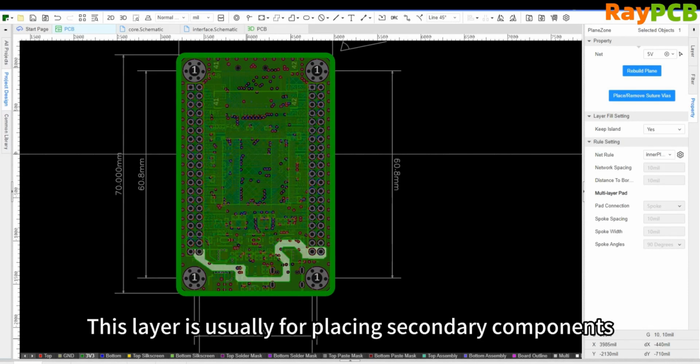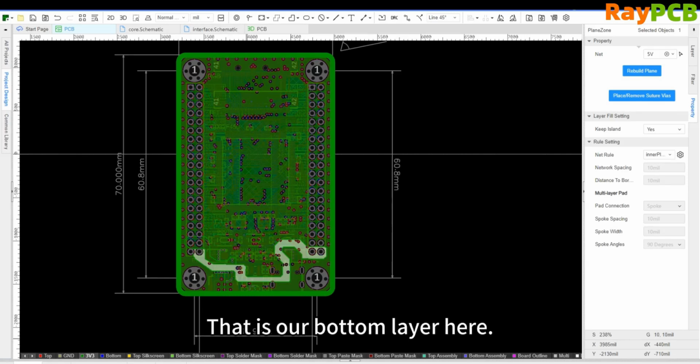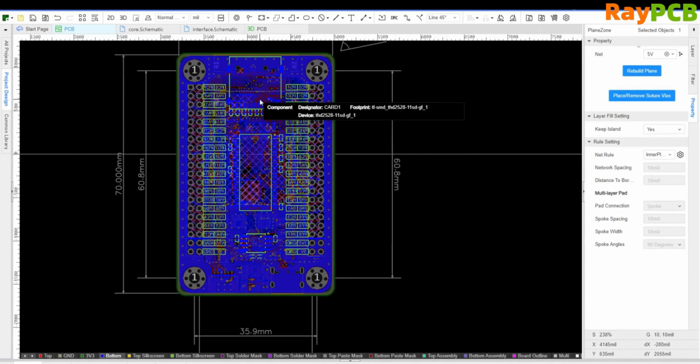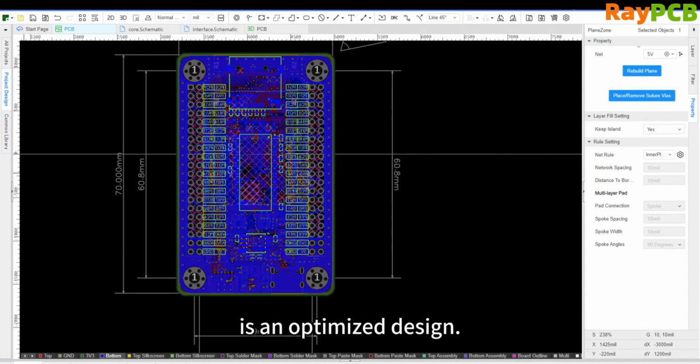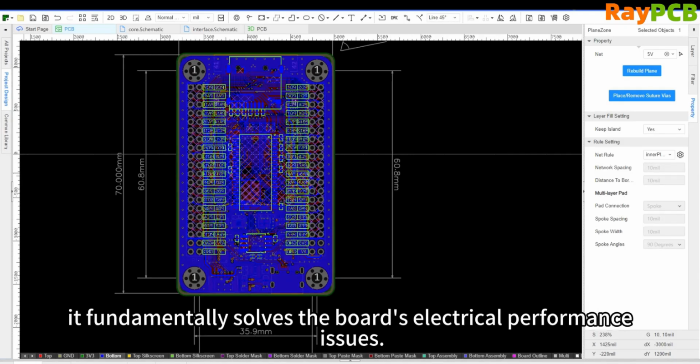The fourth layer is usually used to place secondary components and to route non-critical, lower speed signals adjacent to the power plane. In our case, this is the bottom layer, which only has 2 memory chips, an interface and an SD card interface. This kind of signal, ground, power, signal stack-up is the result of optimized design. It's not just about adding more layers. By introducing dedicated ground and power planes, it fundamentally solves the electrical performance issues of the circuit board.